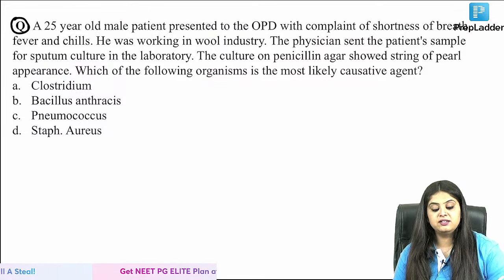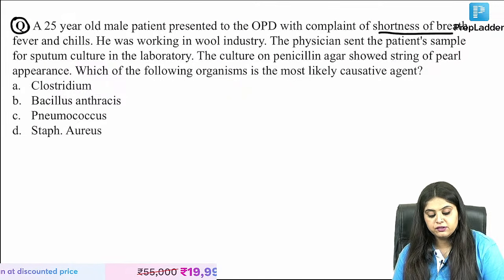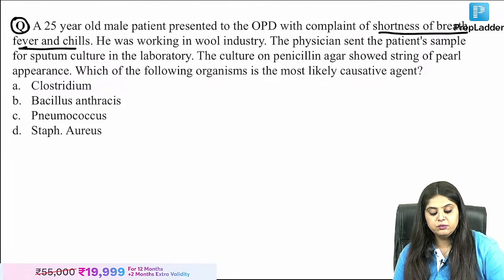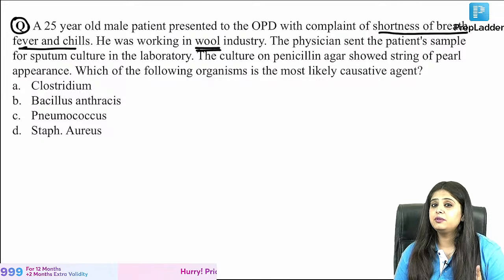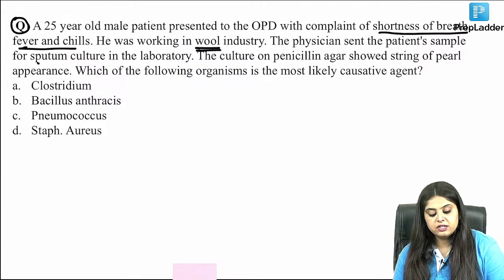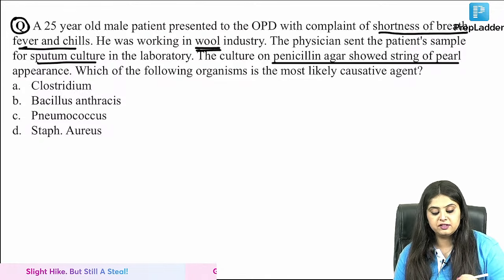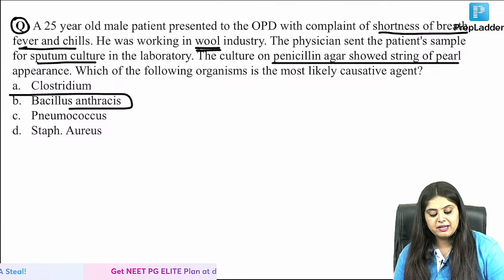Coming to the next one, a 25-year-old male patient presented to the OPD with shortness of breath, fever and chills. He was working in the wool industry. Animal related history has started coming up. The physician sent the sample for sputum culture in the lab. The culture on penicillin showed a string of pearls appearance. Classical, guys, we are dealing with Bacillus anthracis.